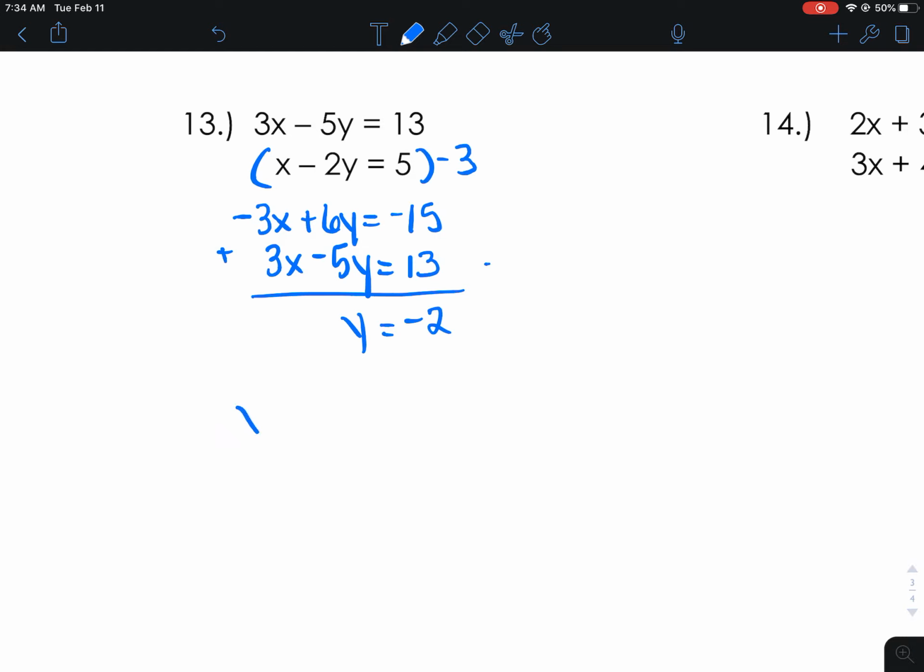All right, I'm actually going to plug it in the second equation because x is almost by itself. So y equals -2, and then that would be x plus 4 equals 5, minus 4 on both sides, so x is equal to 1.